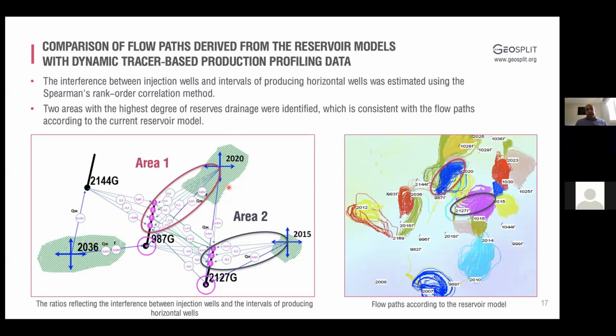Just to benchmark the results, this method was compared with the existing hydrodynamic reservoir model, and it was concluded that areas 1 and 2 in both methods were the ones that give the best reservoir drainage.